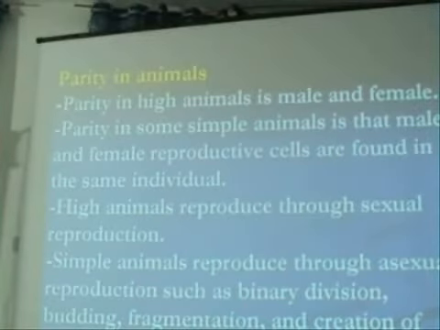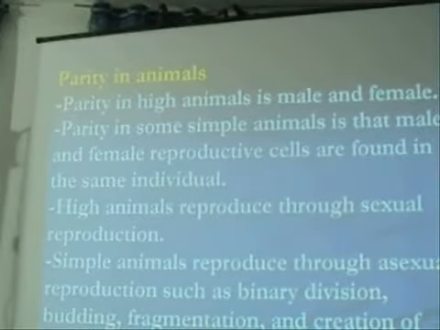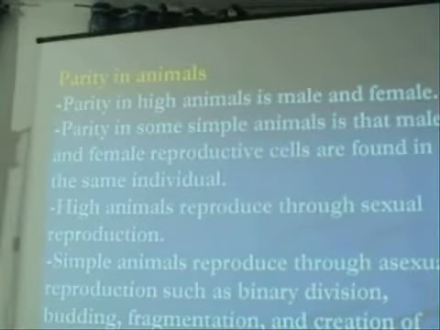So the reproductive cells, some are male type cells, and some are female type cells. The male type cell fertilizes the female type cell in order to produce the zygote. And the zygote is the fertilized cell from which you get a new individual.